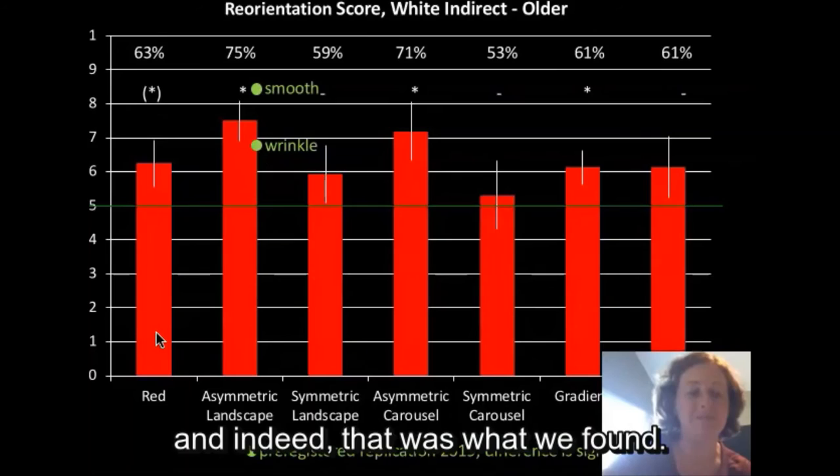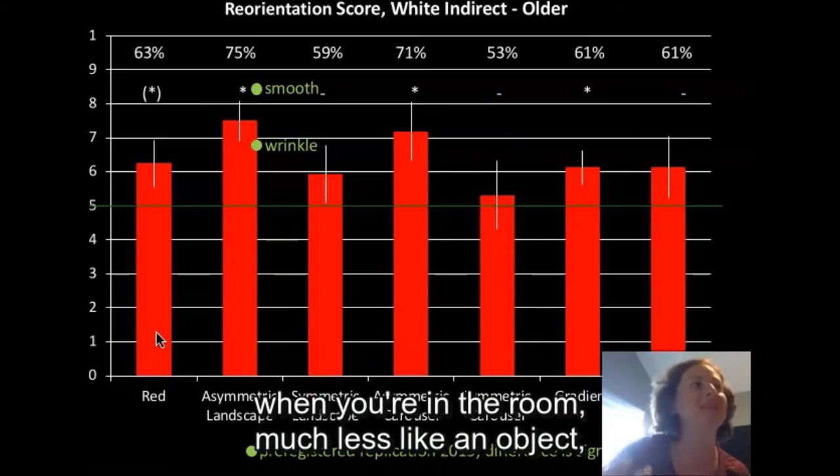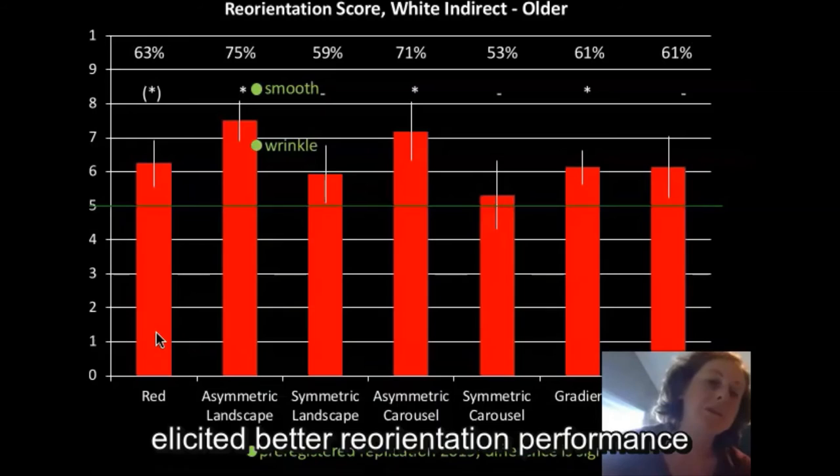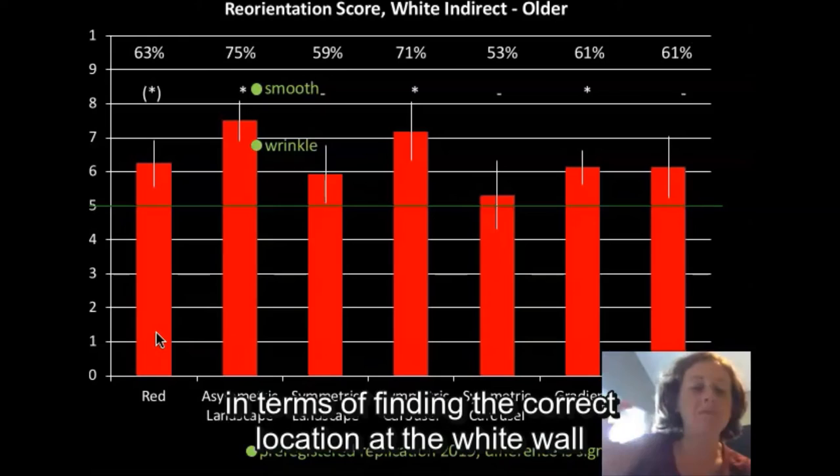The smooth mural, which looked, when you're in the room, much less like an object and much more like a space you could enter, elicited better reorientation performance, in terms of finding the correct location at the white wall, than the mural with the wrinkle, which looked like a very large picture with a little wrinkle in it.